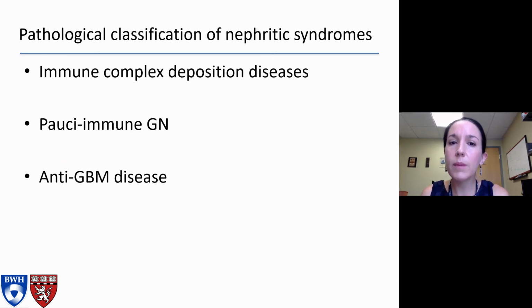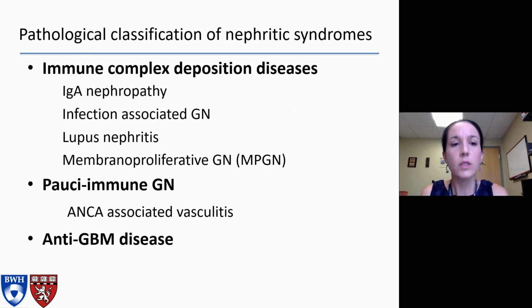Okay, so to think about the nephritic syndromes, because there's a large range of them and they're more complex. So broadly, we like to divide them into the immune complex deposition diseases, post-immune GN, and anti-GBM disease. This is a pathological way of thinking about them, what you see on the biopsy. So under the immune complex deposition diseases, you have IgA nephropathy, all of the infection-associated glomerular diseases, things like lupus nephritis, and membranoproliferative GN. Membranoproliferative GN obviously brings in a huge number of conditions, and this is simply a pattern of injury that you see on biopsy rather than a diagnosis.